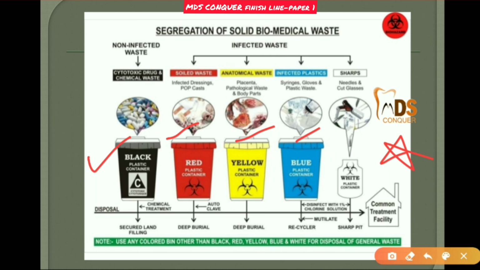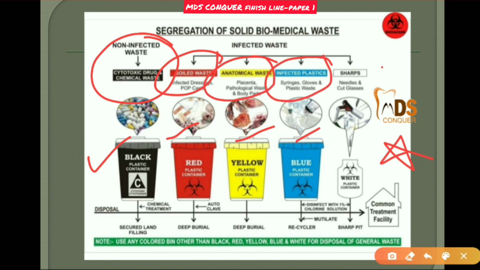So black is for cytotoxic drug and chemical waste, red is for soiled waste, yellow is for anatomical waste, blue is for infected plastic, and sharps containers are for needles and cut glass. You can even color your containers with light colors. So these things you have to mention in your exam.